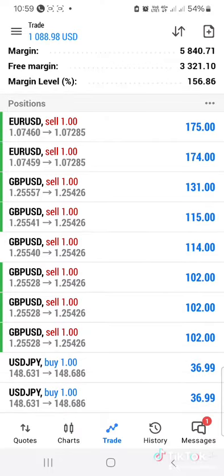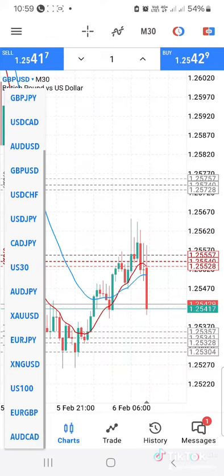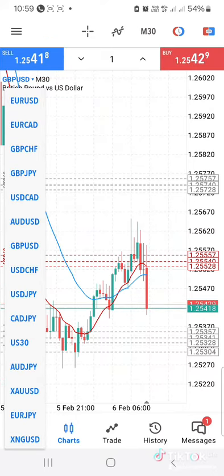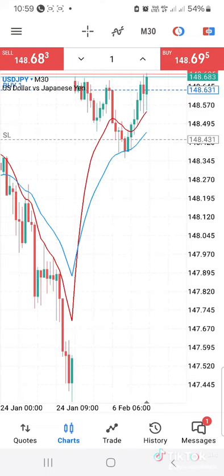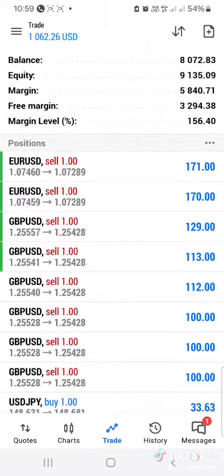Then USJPY. Let's see. This one too has a long way to go.